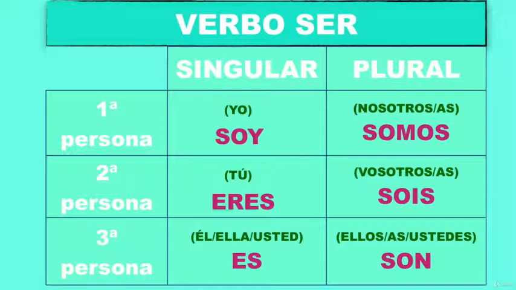We use el verbo ser to express identity. Soy Yago, I'm Yago, and remember that in Spanish there's no need to put the personal pronoun yo, I, before. We just can say soy Yago. We can also express origin or nationality. ¿De dónde eres? Where are you from? Soy de España. I'm from Spain. Or soy español.